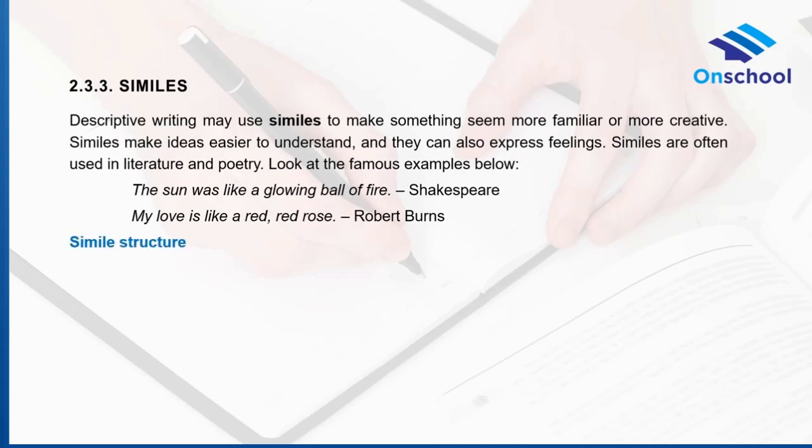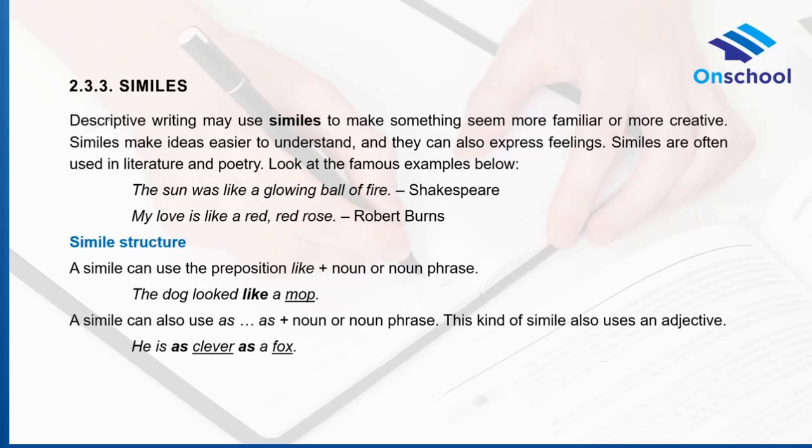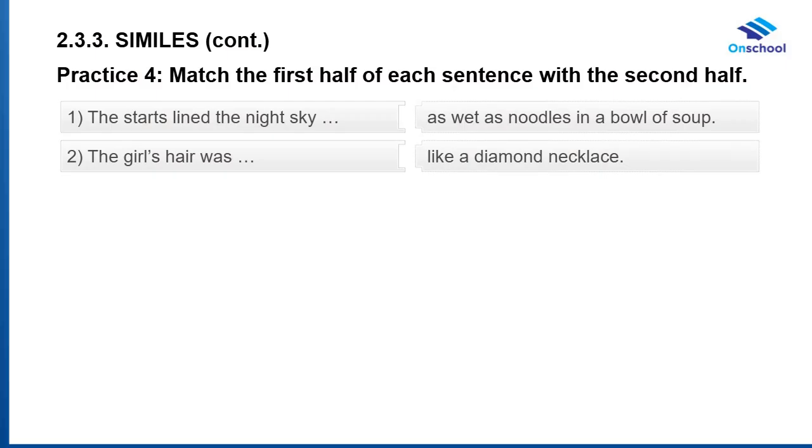As for simile structure, a simile can use the preposition like and a noun or noun phrase, for example, like a mop. Or a simile can also use as, and a noun or noun phrases. This kind of simile also uses an adjective, for example, as clear as. Let's match parts of sentences together to see how similes can be used in description.